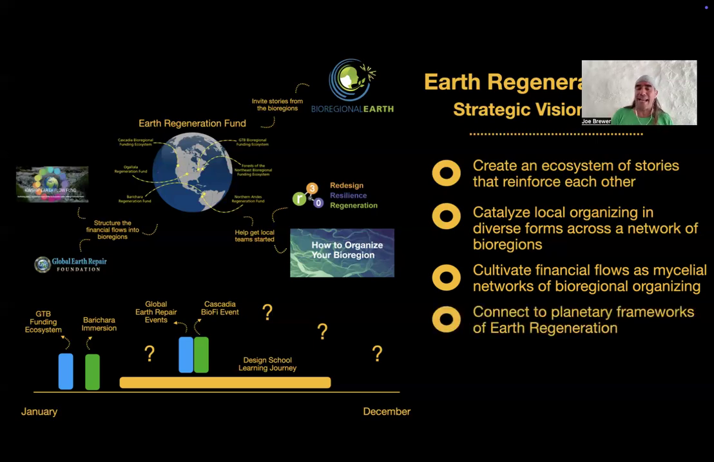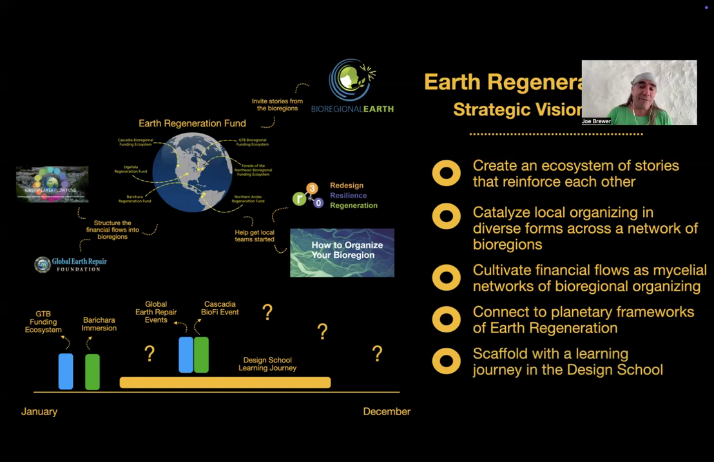And then we want to connect all of this to planetary frameworks of Earth regeneration. And the first one for us is the Global Earth Repair Action Plan. But another one that isn't mentioned in the presentation is my book, The Design Pathway for Regenerating Earth, which is a planetary framework that the design school is organized around. But it's to say we want to help the bioregional organizing to connect to planetary frameworks of Earth regeneration.